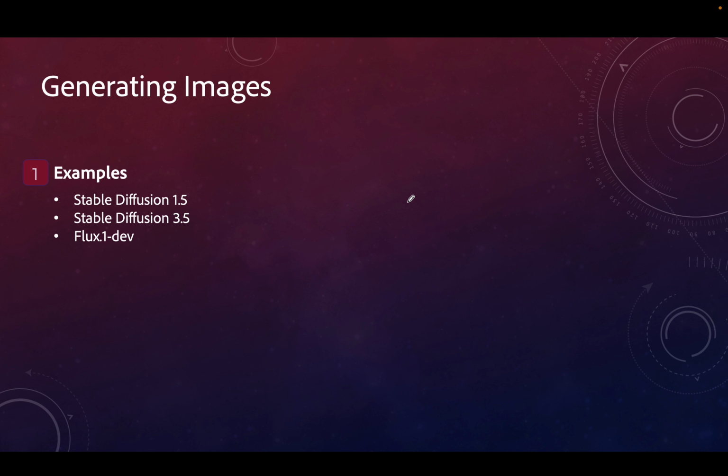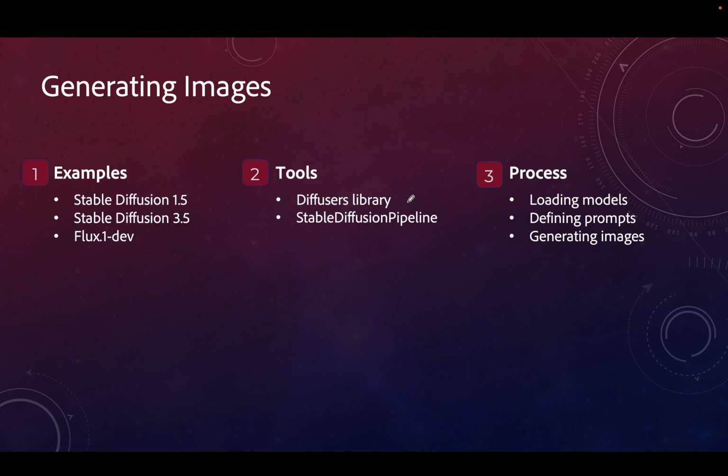But the procedure for calling either Stable Diffusion 3.5 or Flux is exactly the same, and you can try all of these. So we can generate an image of a photograph of an astronaut riding a horse with just a few lines of code, and we will see that shortly. This process involves loading the model, then defining the prompts and generating images, as simple as that.